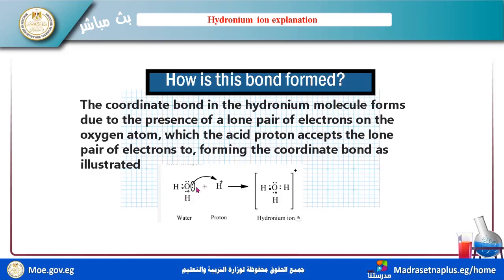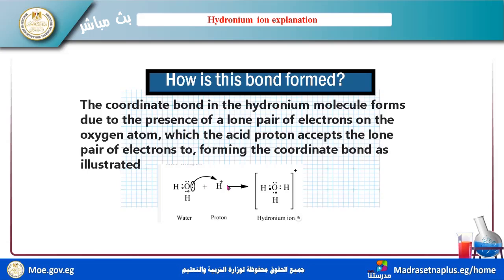You find here, when you write the electronic configuration of oxygen, the distribution is 2, 2, 2, and 2. What is the meaning of 2, 2, 2? Here 1 oxygen electron is shared with hydrogen, and another oxygen electron is shared with hydrogen, in covalent bonds. Now we have 2 covalent bonds, and I have 2 lone pairs. One of them is donated to hydrogen.